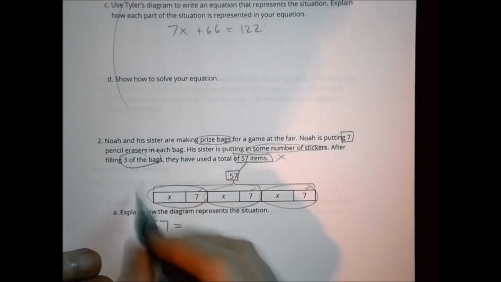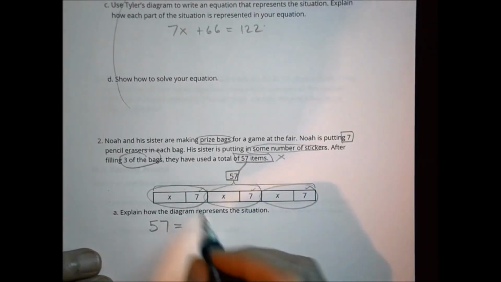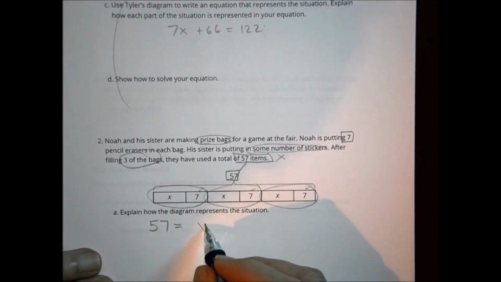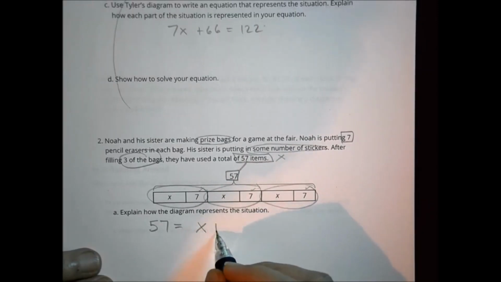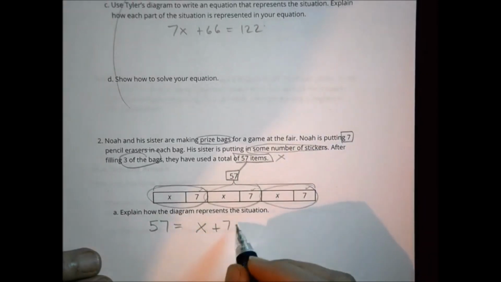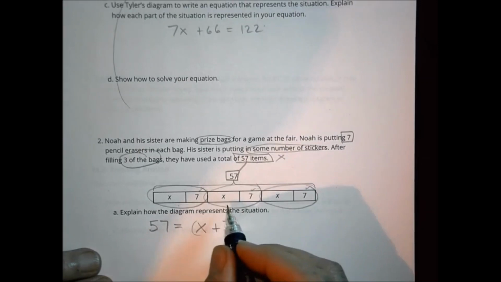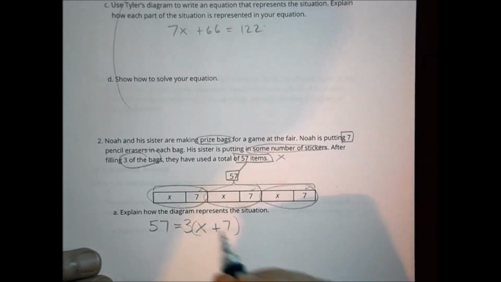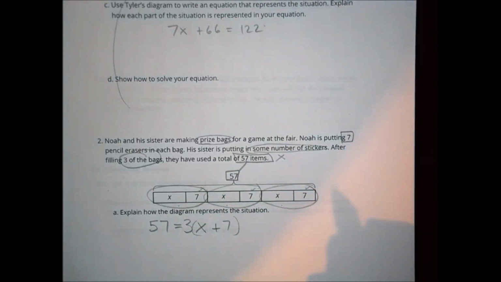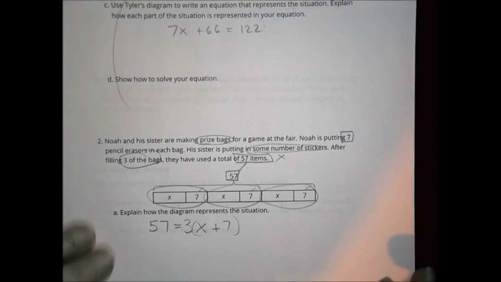But what that 57 is going to be combined of is some number of stickers plus 7 pencils, and we're doing that 1, 2, 3 times. So this is what this one's going to look like. We have 7 pencils and some stickers happening in 3 different bags, and combined we're going to have a total of 57 items there. And that's the idea.